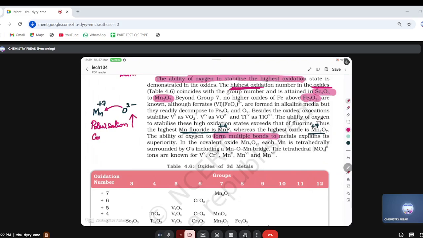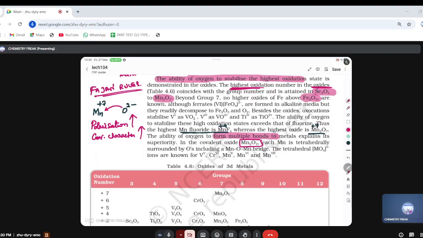If polarization is more, then covalent character will also be more. This is called Fajan's rules, which you studied in 11th standard chemical bonding topic. So when polarization is more, there is more covalent character. So this compound has more covalent character.